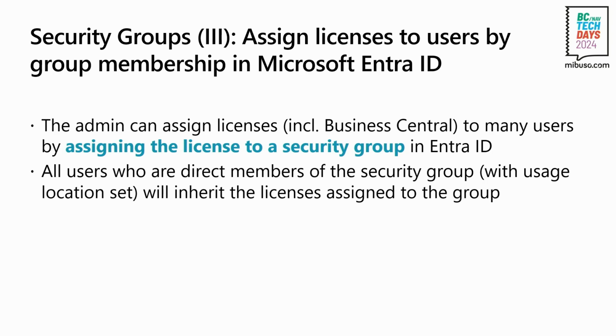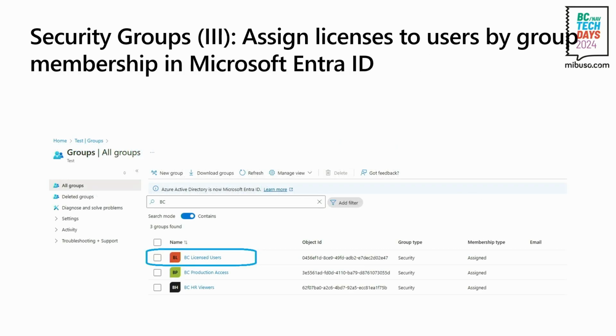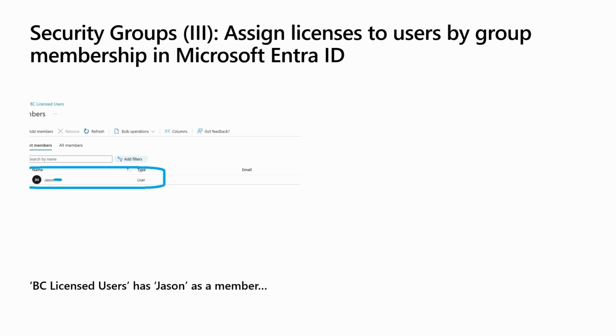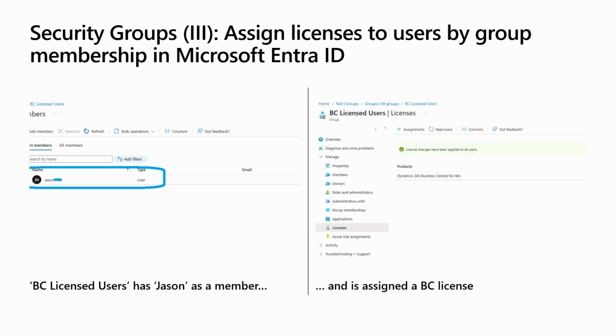And since we're in the realm of licensing, some aspects like location are very important. So make sure that you have a usage location set for these users. I'll just show you how this works. This is a snapshot from Entra ID where I've created a security group called BC licensed users. This is the one that I want to assign my license to. Then I can add some members to this group. In this case, I have this one guy, Jason. I've added him to the group, and then I can assign the license to this group.